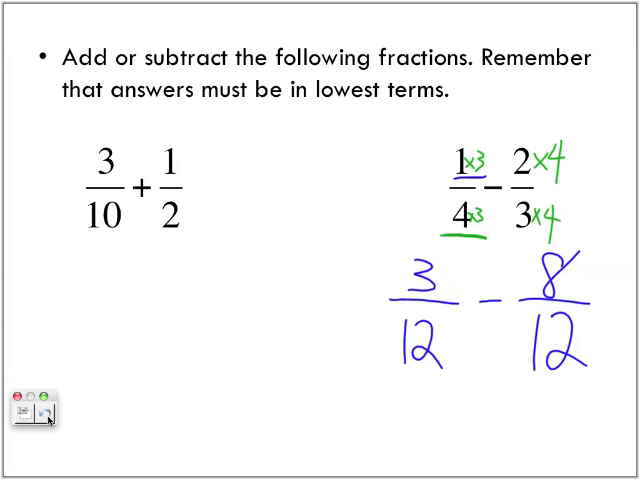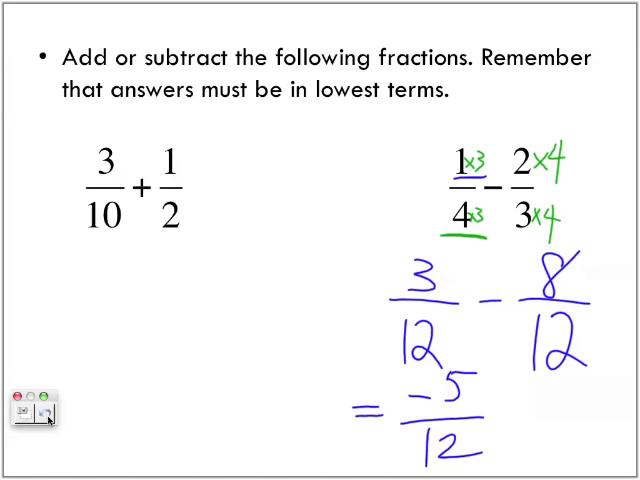So now I have 3 parts I'm referring to of 12 equal parts subtracted by 8 pieces of 12 equal parts. Denominator doesn't change. 3 minus 8 is? 5. Negative 5. Negative 5. Because we have a smaller number subtracted by a larger number. Okay. So our answer is negative 5 over 12.